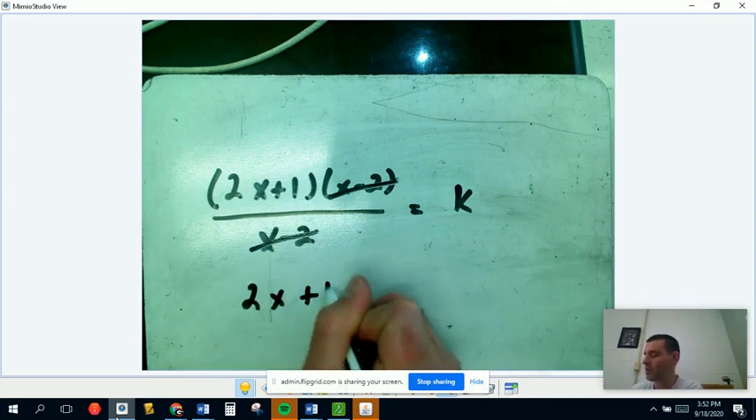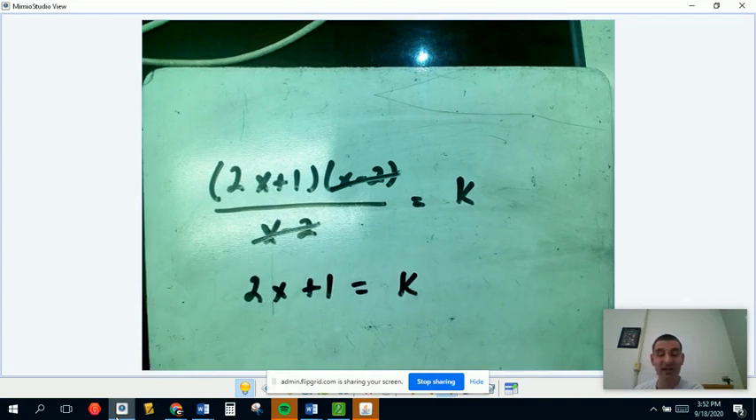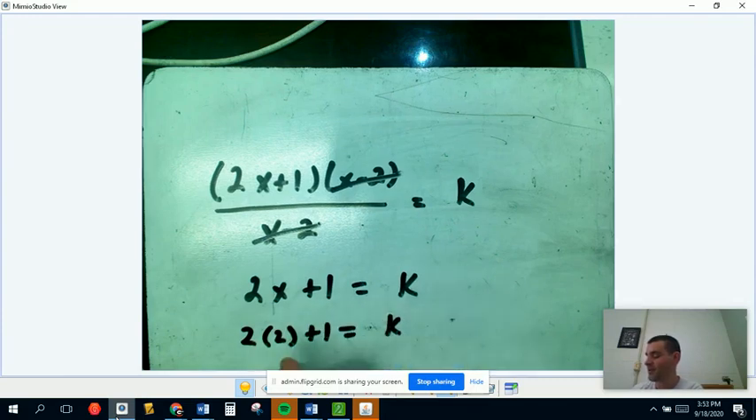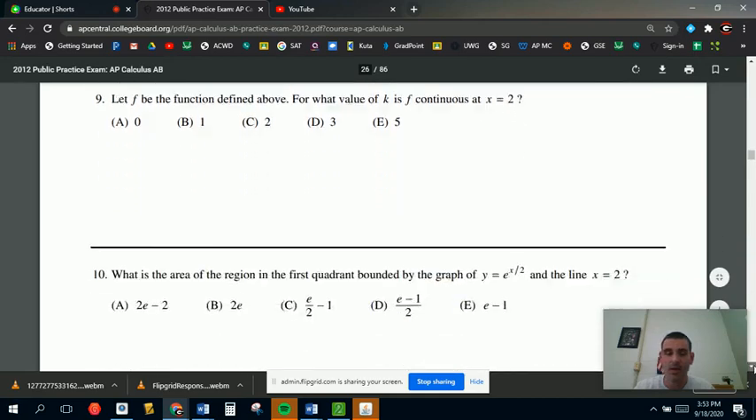So we have this, and remember our x value in question is 2. So I'm just going to put a 2 where x is. Okay, so that makes k be 5. All right, so for what value of k? It would be 5. K equals 5 would be correct for number 9. So that's E.